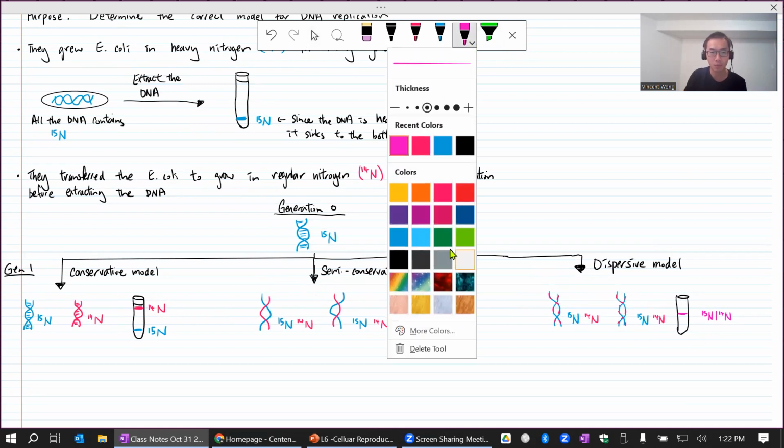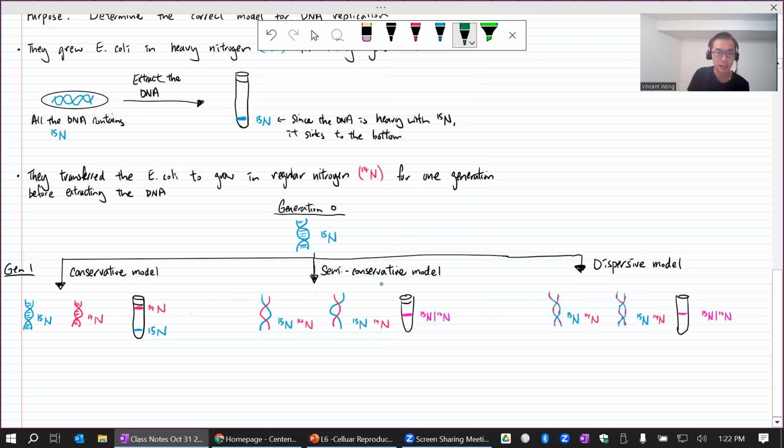Now, what did they see? Well, I can tell you what they did not see. This was not observed. They see a single band in the middle. So after letting the E. coli grow for one generation and extracting the DNA, they only saw one band in the middle.